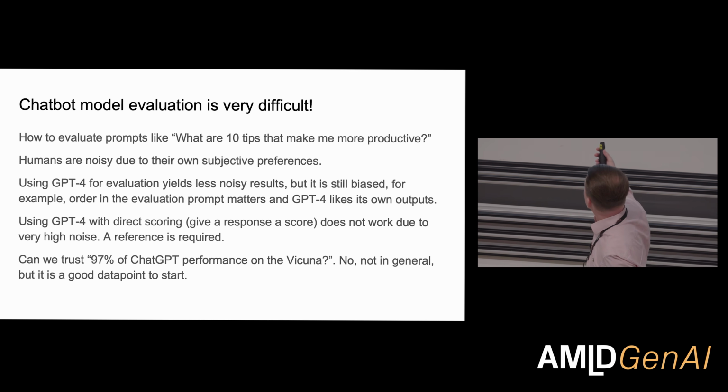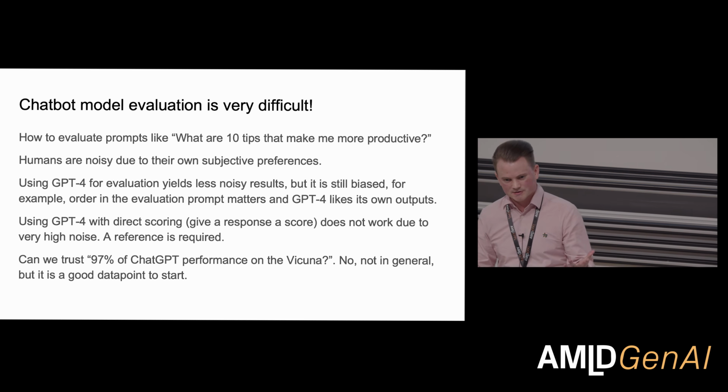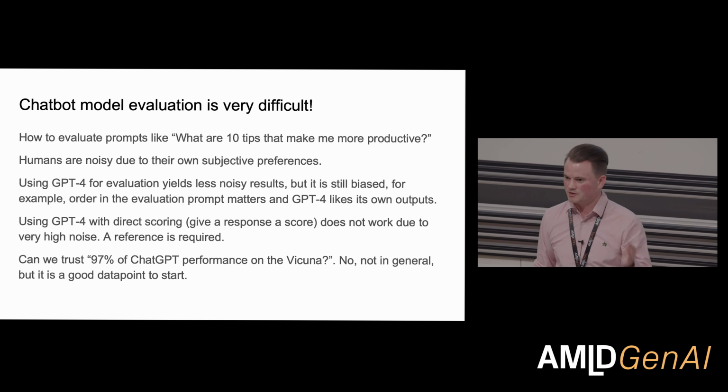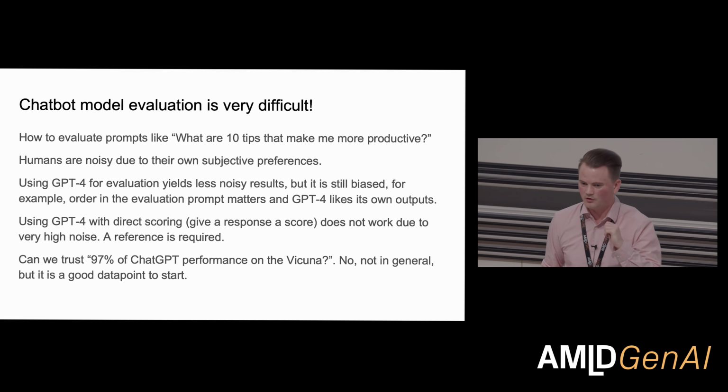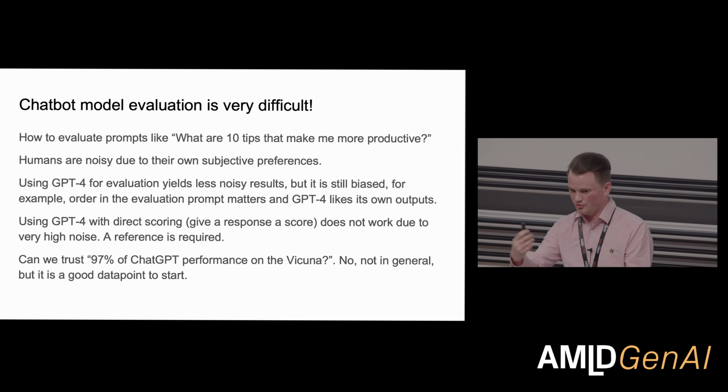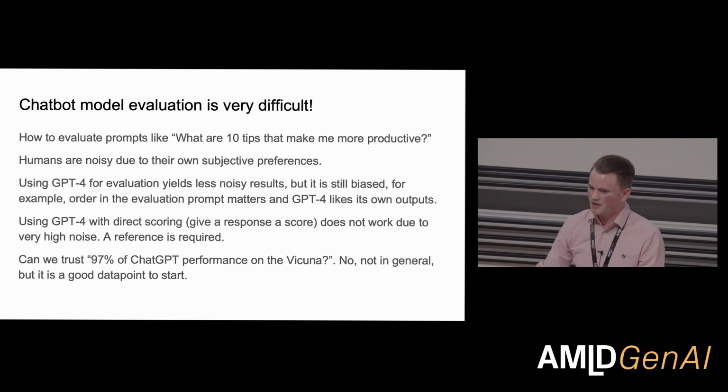If you get the question, what are 10 tips that make me more productive, then what is a good answer? How do you rate that? If you get a scale from 1 to 10, what is a 10? What is a 7? What is a 4? And so if you give this question and give outputs to humans, there's a lot of variation. It's very unclear what is a good answer.